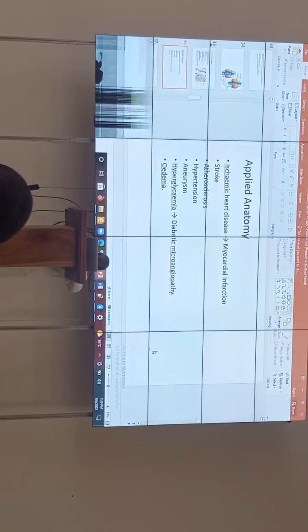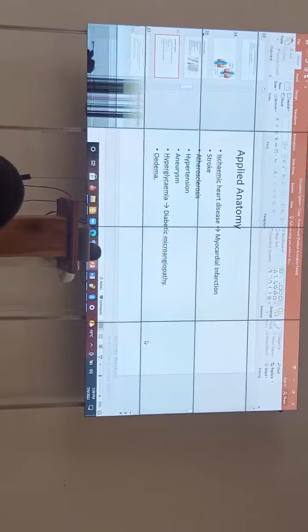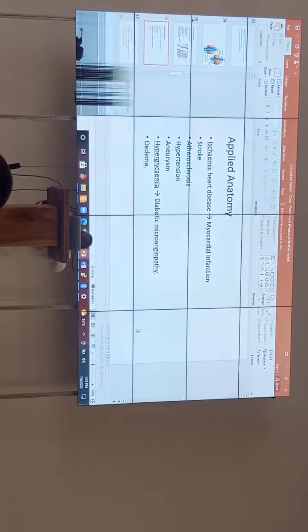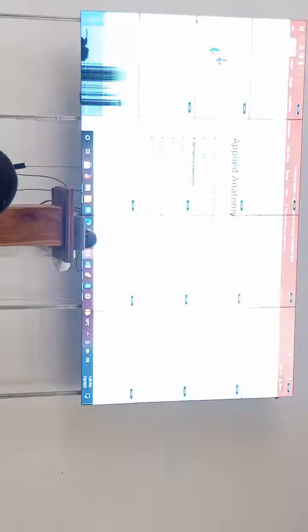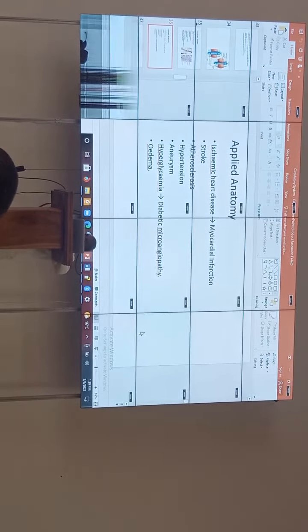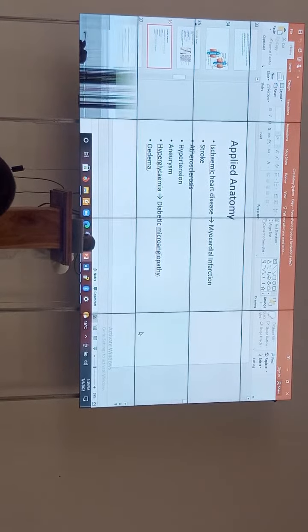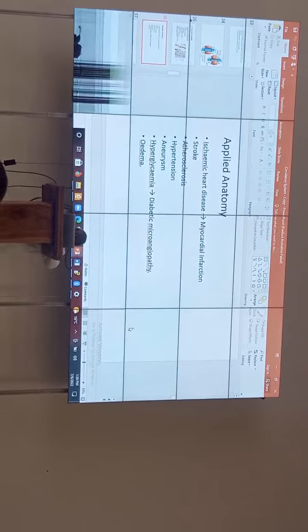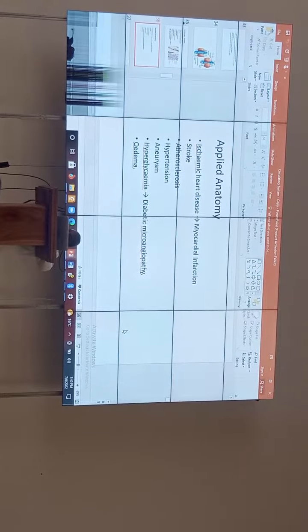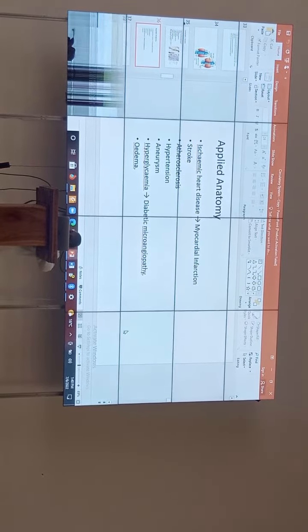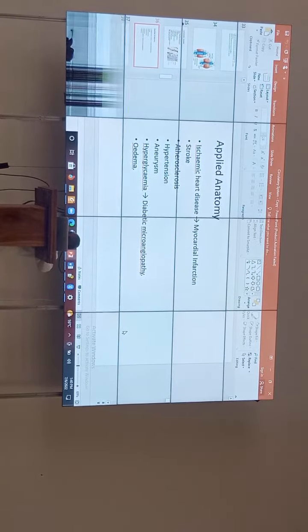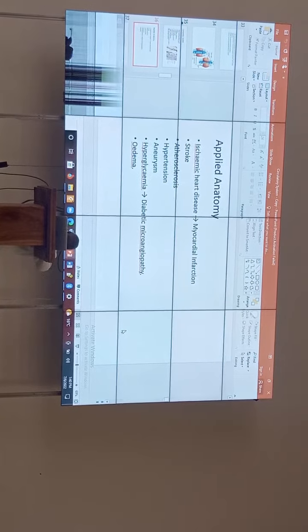The flow of blood in the aorta, do you expect it to be the same as the flow of blood in the capillaries? Why, sir? Capillaries are thinner. Right? Do you expect the speed of blood in the veins to be the same as that in the arteries?